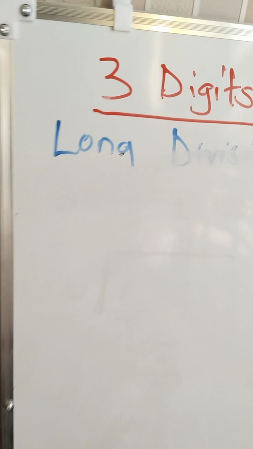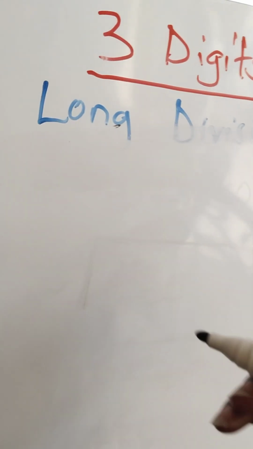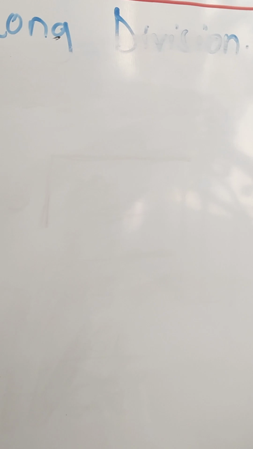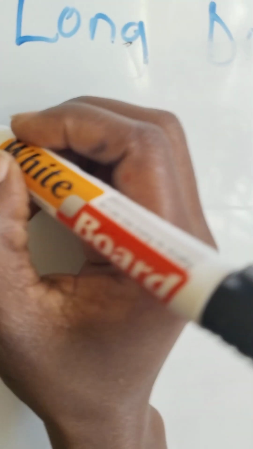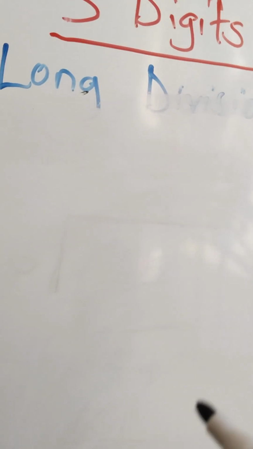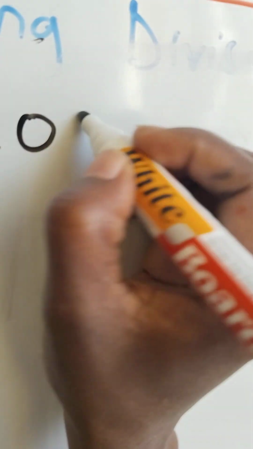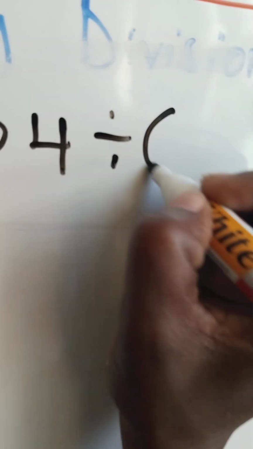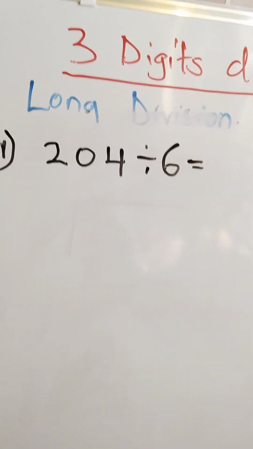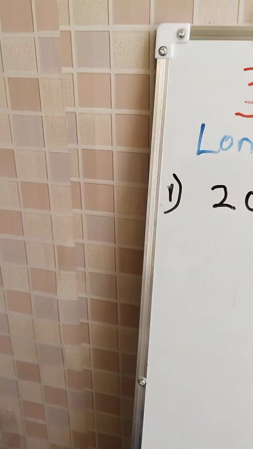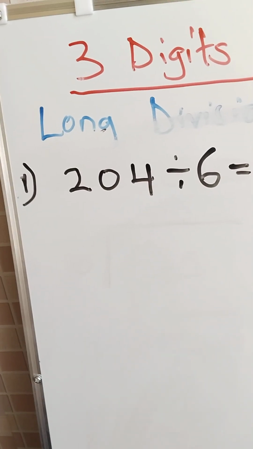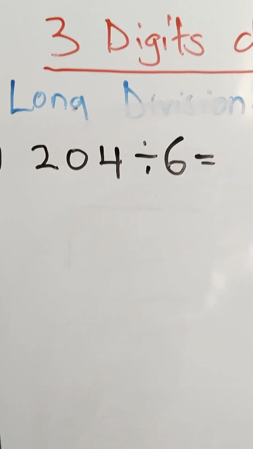Okay, let us do another number. We are going to start again, number 1. We are still on long division, and we will say 204 divided by 6 equals. So you will be in class and find a number like this, and the teacher will want you to give an answer of 204 divided by 6.